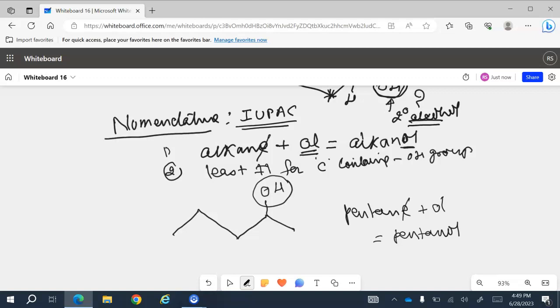But we drop out this E, so it becomes pentanol. Now we need to specify what is the position of this OH group. So we want to number the chain. As we discussed here, we try to give the least number for the carbon with the OH group. In this particular case, we number from right to left. So 1, 2, 3, 4, 5. So this becomes 2-pentanol. So that is the way that we name this alcohol.